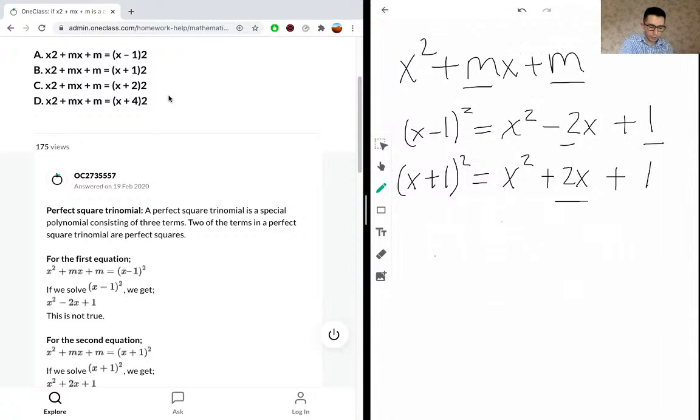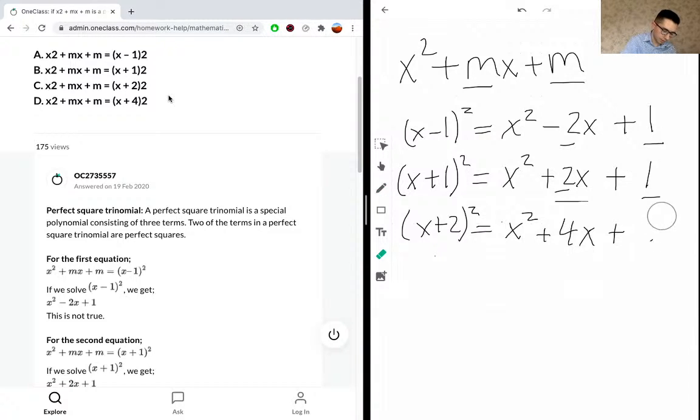Okay, so you can see that the 2 and the 1 are not equivalent, so it does not follow that format. Let's go through option C. So we have x plus 2 squared equals x squared plus 2 times 2 times x, so 4x, plus 2 squared. 2 squared is just 4.